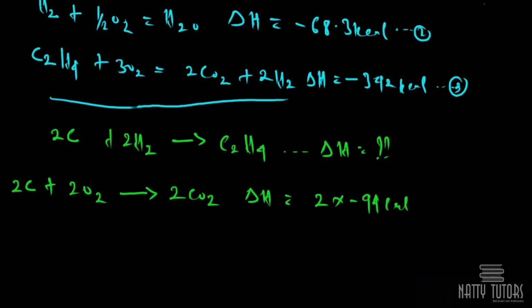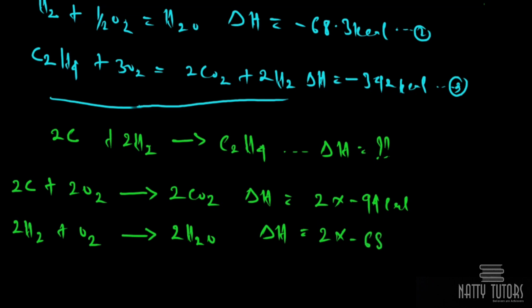Then for our second reaction, it becomes 2H2 plus O2, because we are multiplying it by 2, so we have 2H2O. It is also going to be the same thing because we are not reversing it, so the sign remains the same.